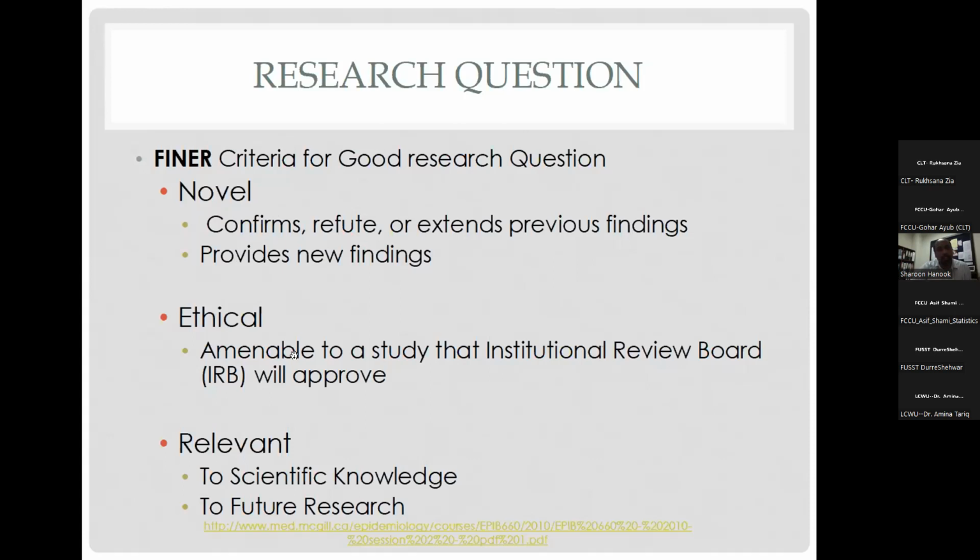And ethical, all institutions nowadays have an institution review board. Please get your research evaluated by the institution review board. That's IRB. Especially when you're doing human subject research, it is highly advised that you please follow the ethical guidelines. And in Pakistan, we have the National Bioethics Committee that follows the guidelines of the Helsinki Declaration. So that is extremely important.